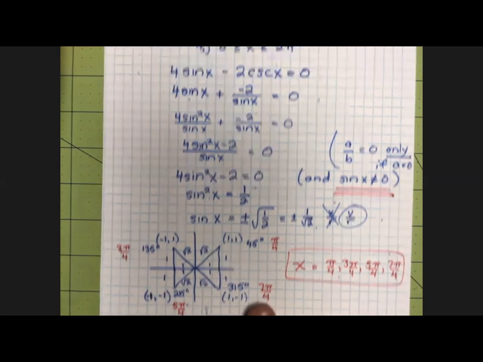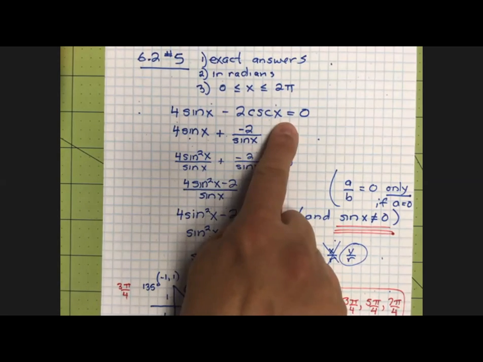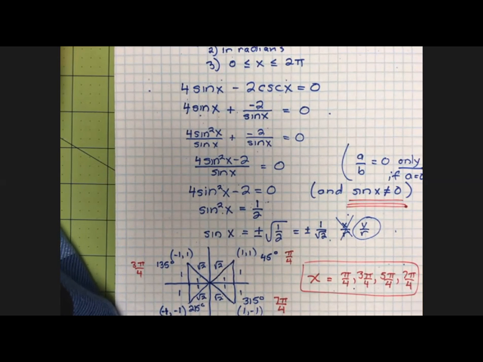So where's the equation? 4 sine x minus 2 cosecant x. I can actually type that in decimals. Let's get rid of that. Let's get to radians. Let's stop the 360. So let's just go to 2 pi.